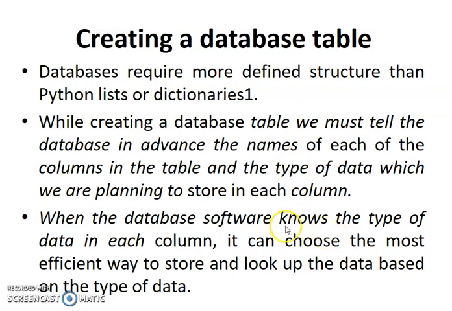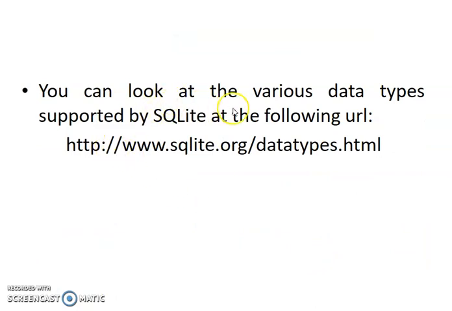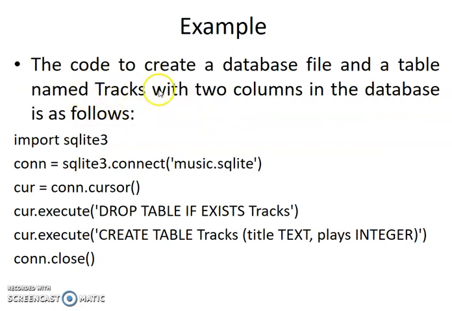When the database software knows the type of data we are going to store in each column, it can choose the most efficient way to store and look up the data based on that type. We can look at the various data types supported by SQLite at the following URL. If you use this, you will come to know what is supported by SQLite.